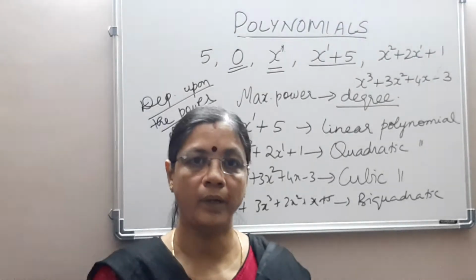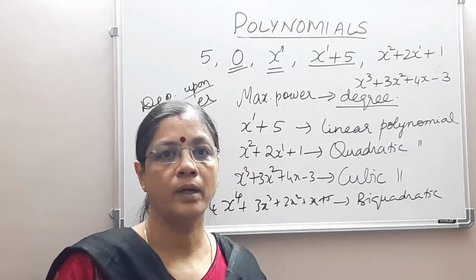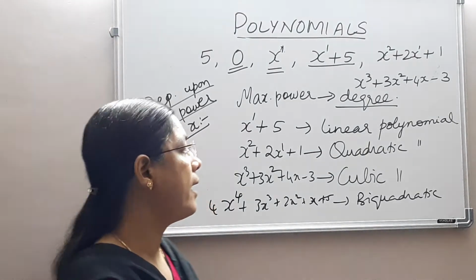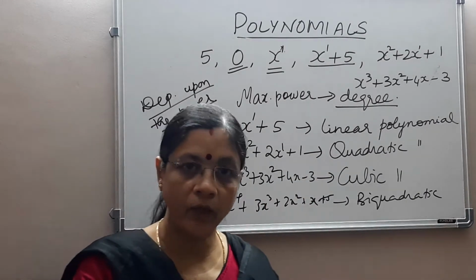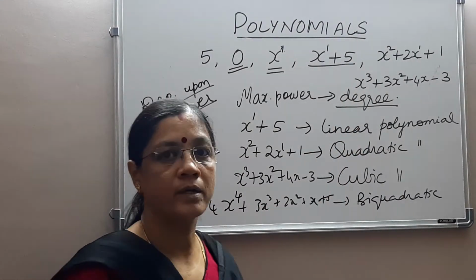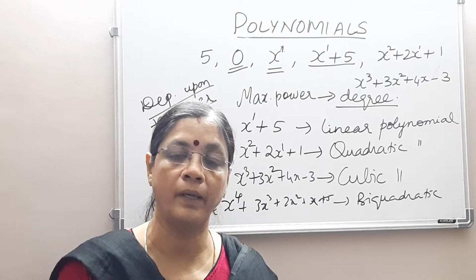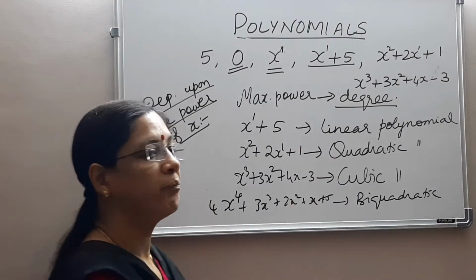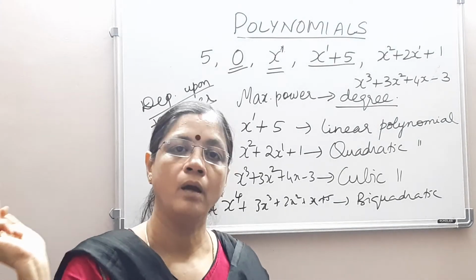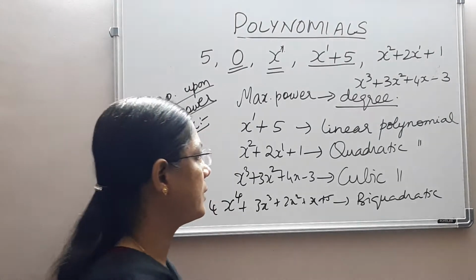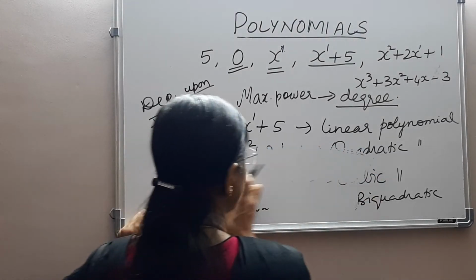Now do you understand, depending upon the degree, how do we term it? First, depending upon the number of terms we named it, and now depending upon the degree of the polynomial. What is the degree of the polynomial? The maximum power of x is termed as the degree of the polynomial, and depending upon the degree, we term it as linear, quadratic, cubic, biquadratic, and generally polynomial. Do you understand? So these are the types of polynomial we have studied.